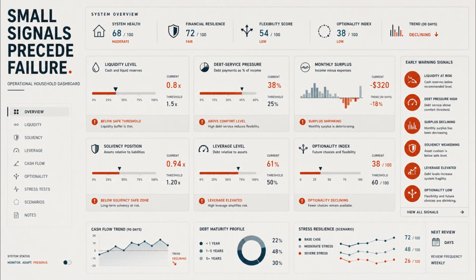Most financial systems do not fail suddenly. They weaken gradually, and before visible collapse appears, small warning signals usually emerge first. For example, shrinking liquidity, rising debt service pressure, declining surplus, increasing leverage, or disappearing flexibility. These are early warning indicators, and this is why monitoring matters. Because resilient systems require visibility. You cannot intelligently operate a system you do not monitor or understand.